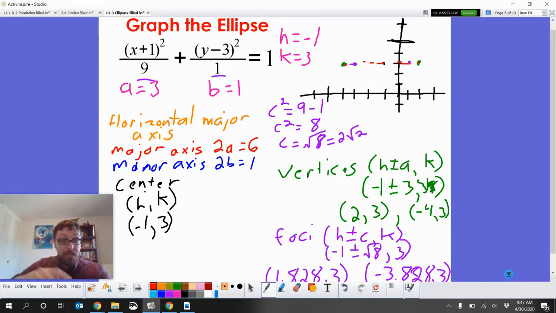Our minor axis should go through our center and be up and down. So it should be 2. So we want to go up and down 2. No, up and down 1. What am I doing? There we go. So just a little skinny guy.